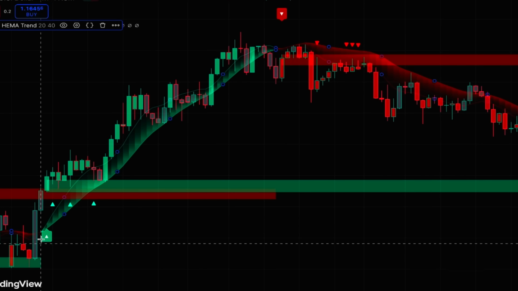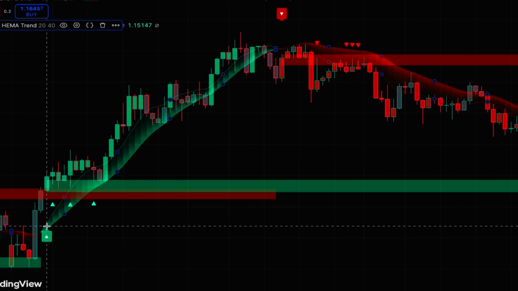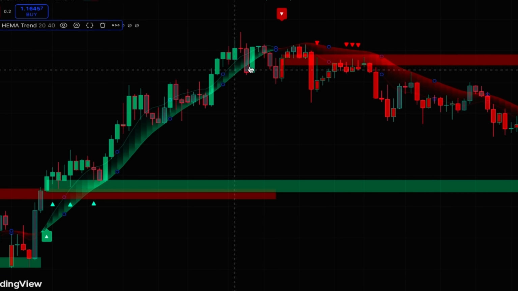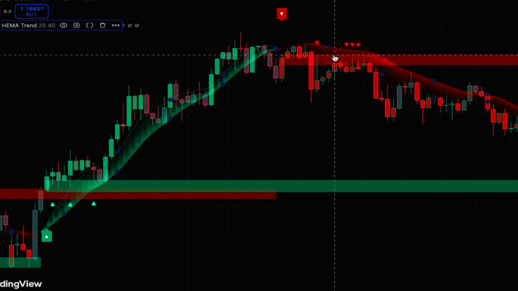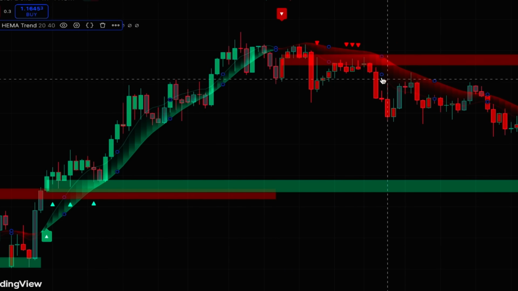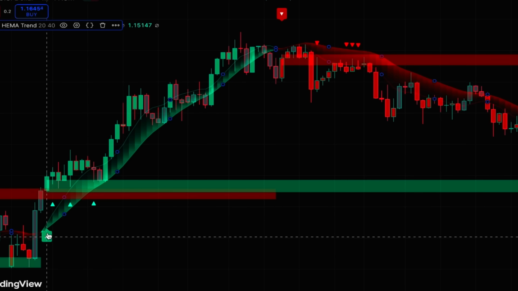So when we get a green label and the band becomes green, it is a signal that the price is advancing and turning to an uptrend. And when we get a red label and the band becomes red, it's a signal the price is declining and turning to a downtrend.